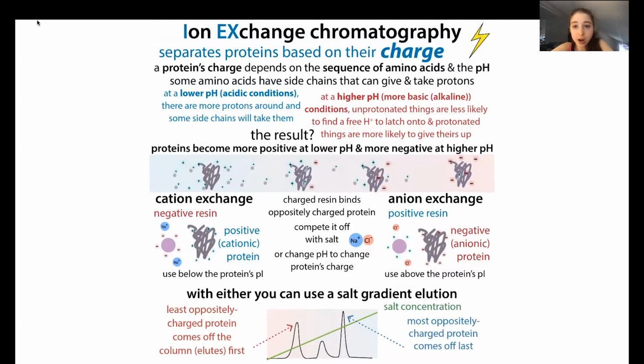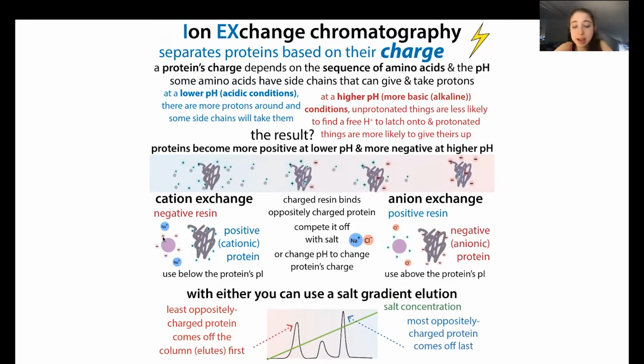One reason why we often look at the PI is when we're trying to determine what type of chromatography to use, like ion exchange chromatography. We can take advantage of a protein's charge in order to separate it in this form of protein chromatography. You have columns filled with little beads, and they'll either be positively charged beads or negatively charged beads, depending on your protein and the pH that you're working with.